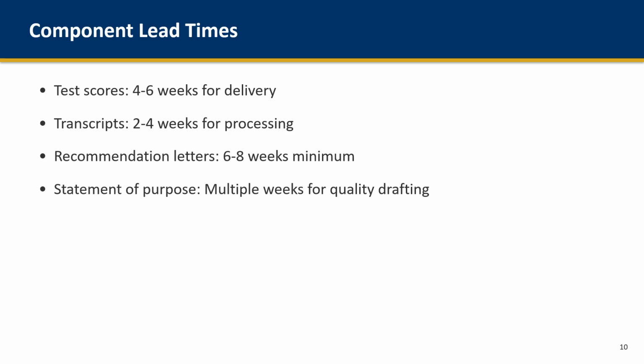These lead times compound. If your deadline is December 1st and recommendations need 6 weeks, you're requesting in mid-October. That means identifying recommenders in late summer. Work backward from deadlines to understand when each component must begin.